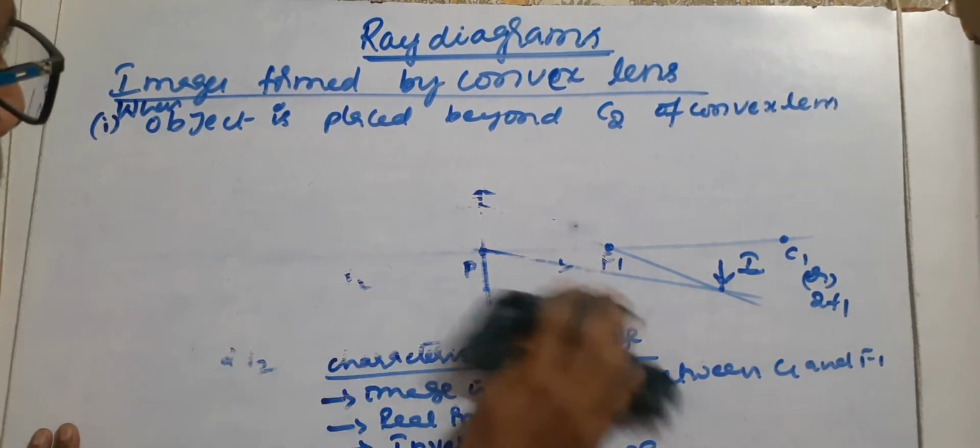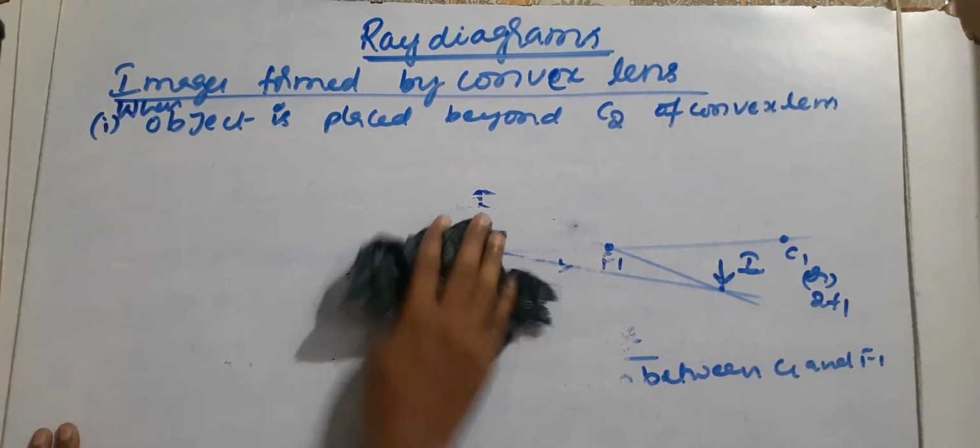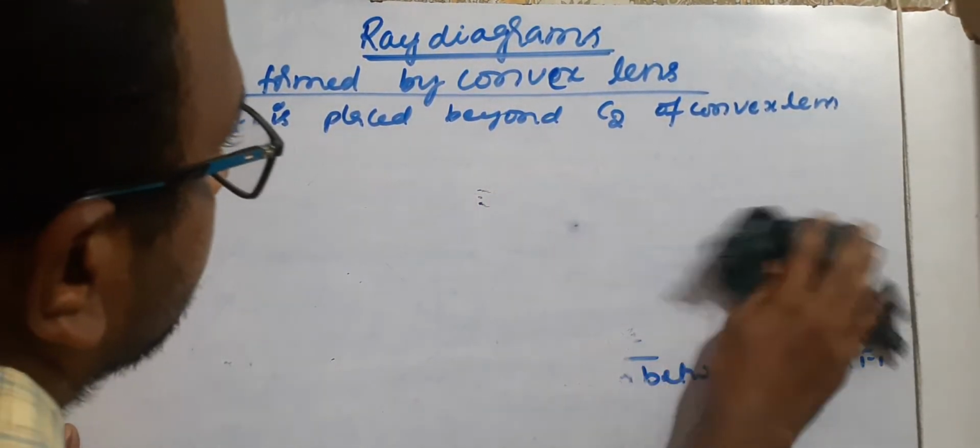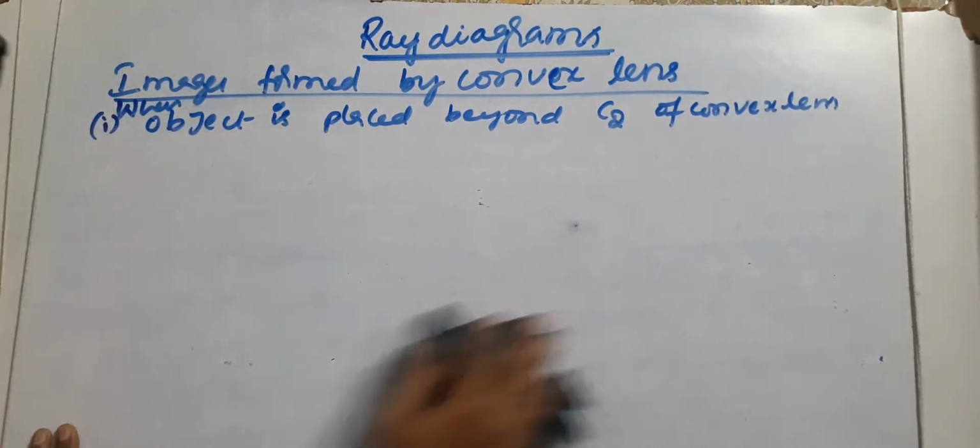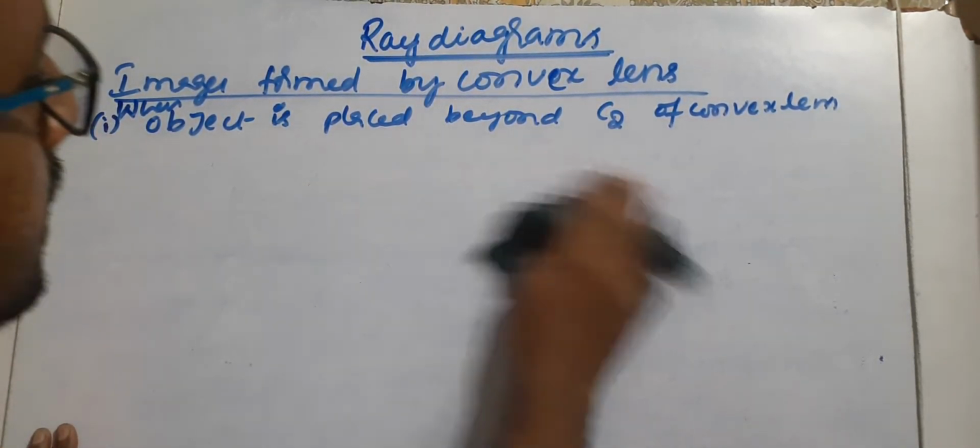So ray diagrams are important for examinations. Generally, a 4-mark question will be asked in the public examination, so only one.